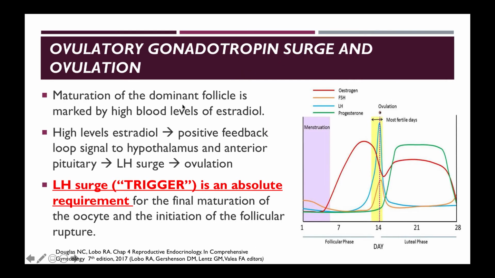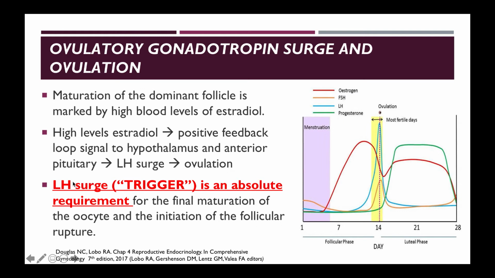Now, the maturation of the dominant follicle is marked by high levels of estradiol. Okay, as I've already mentioned a few slides back, as the dominant follicle increases in size, the estradiol levels also increase. Okay, so once high levels of estradiol or the peak estradiol levels is already achieved, then a positive feedback loop signal is sent to the hypothalamus and anterior pituitary to bring about what we call the LH surge. Okay, so in this picture, we have the LH surge here, this blue line. Okay, so after the LH surge, we have ovulation.